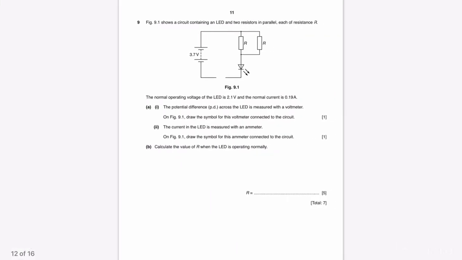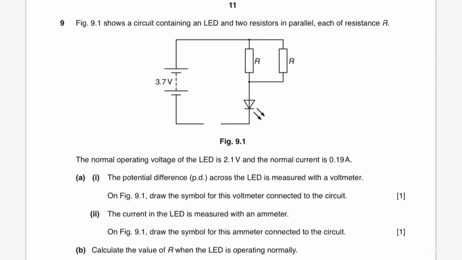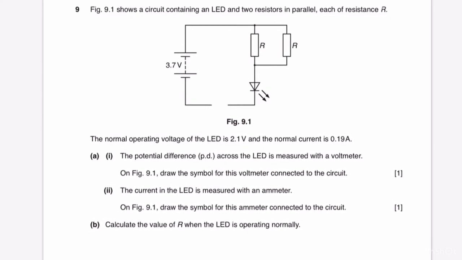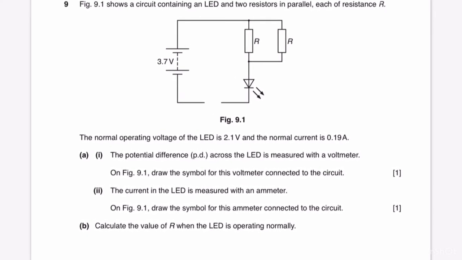Okay. Question number 9. Okay, figure 9.1 shows a circuit containing an LED and two resistors in parallel, each of resistance R. ठीक है, LED क्या होता है? Light emitting diode. It's a diode that emits light when the current is forward biased. ठीक है, so the normal operating voltage of the LED is 2.1 volts and the normal current is 0.19 ampere.